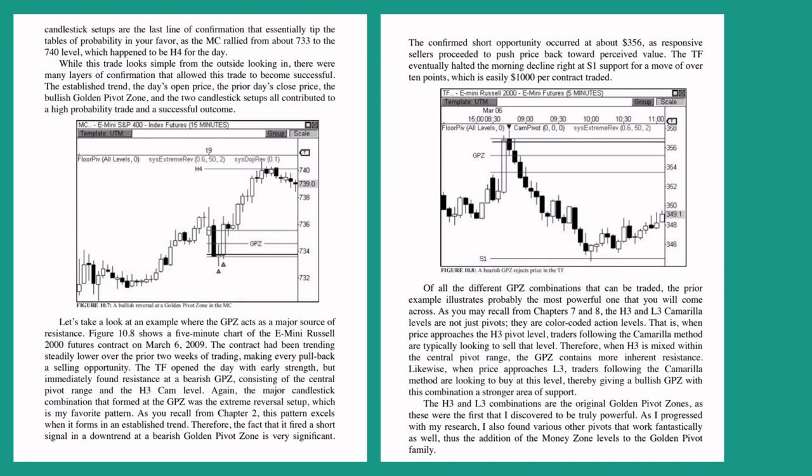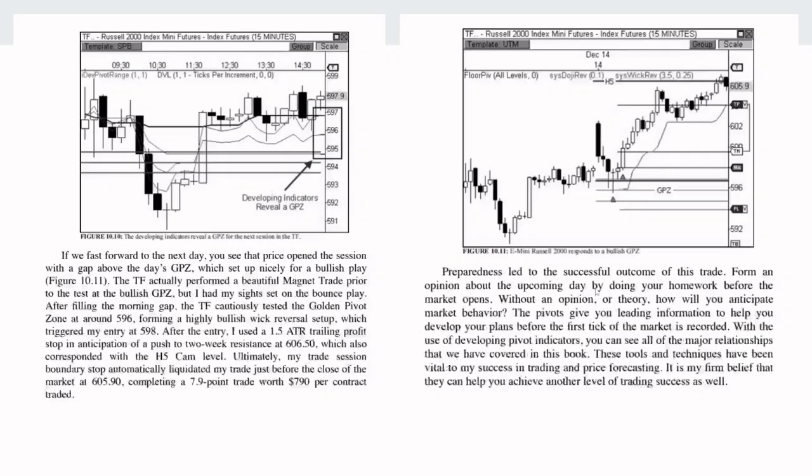The same concept will be applied for the bullish golden pivot zone, and the same concept will be applied for the bearish golden pivot zone. During his research, he noted that H3 and L3 combinations are the original golden pivot zone. Then he started using money zone levels and other levels and understood that these are also working efficiently. Clear? So these are the two examples which he has discussed in this topic, and next he has also shared about developing pivot, developing indicators.